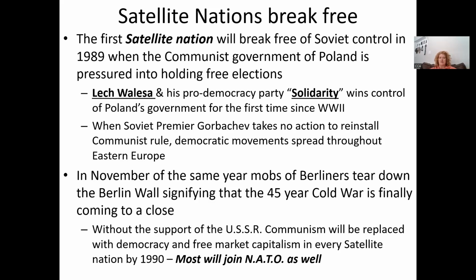Okay, so without the support of the USSR communism, these nations began to turn away from their entire economic system and look towards NATO. I wanted to bring that up because if you watch the news or follow the Ukraine war at all, they want to join NATO. That's the North Atlantic Treaty Organization. That's what all of these nations, when they turn from communism, turn to becoming partners with NATO.